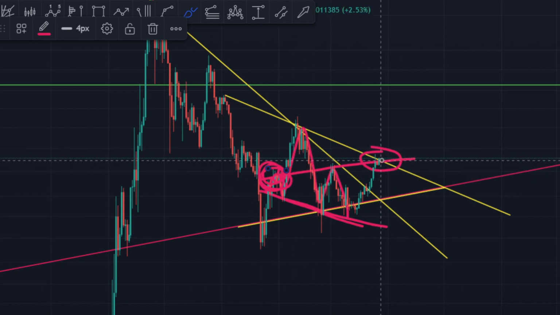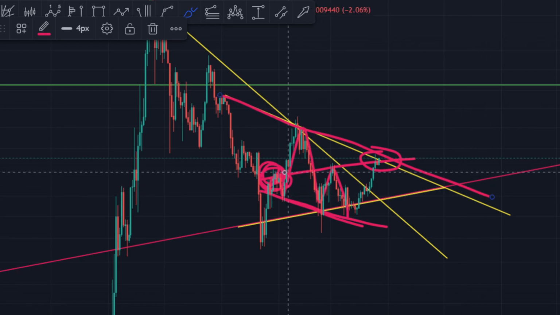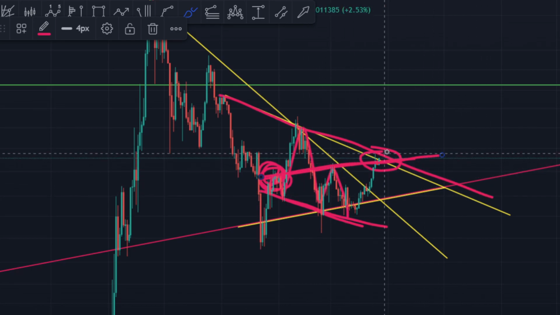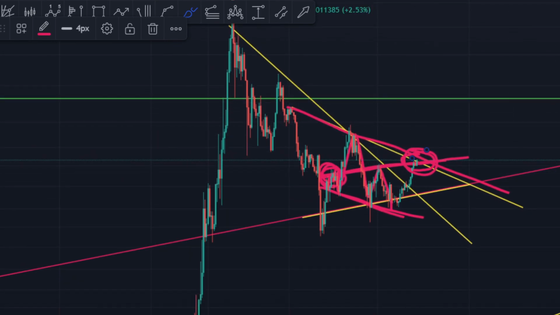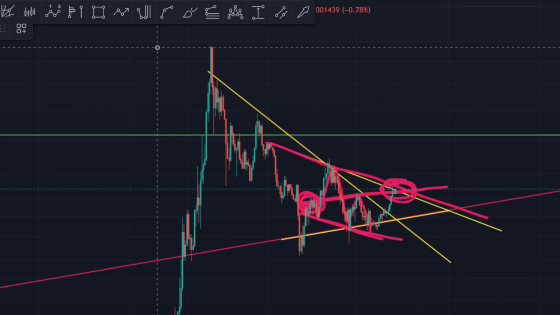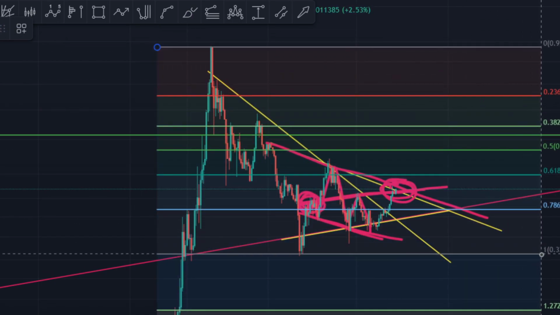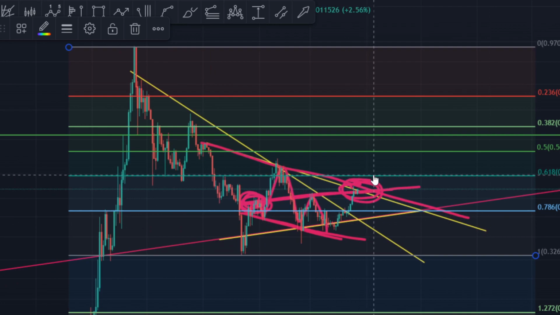You break this, you're moving up straight away, because you are getting rejected from this resistance and this head and shoulder pattern. So you break this, you're moving towards... Let me just bring the Fibonacci one more time so you understand exactly what I'm saying. Bring this. You break this, you're gonna come and hit the 0.618.